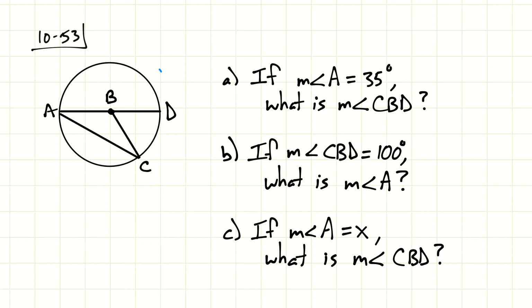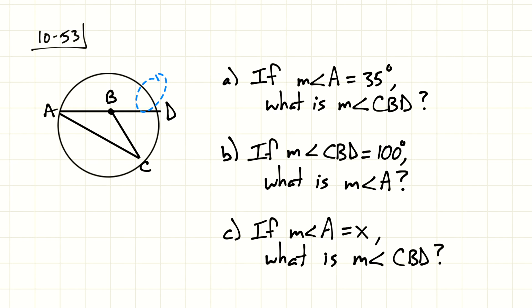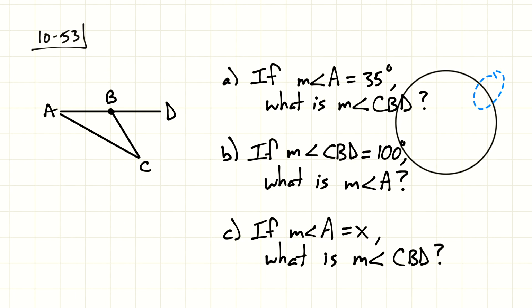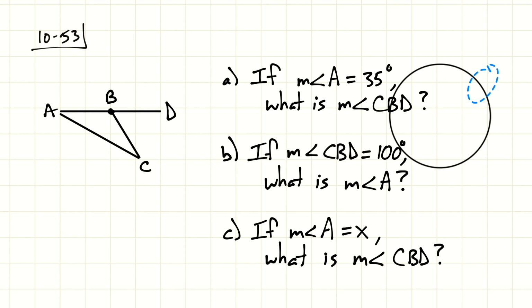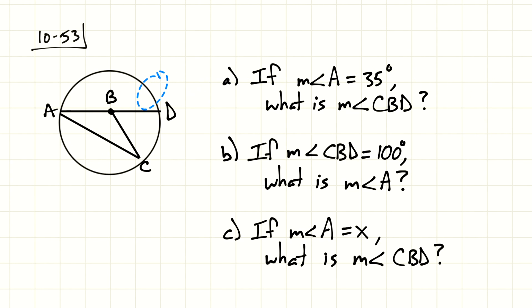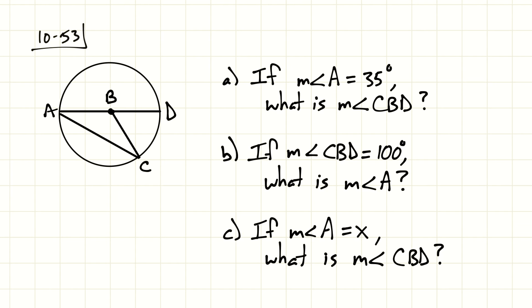Right off the bat, I'm going to throw out this idea that circle problems are really just triangle problems. If I get rid of the circle, you'll notice there's just a triangle with an exterior angle on it. So if I put this back, let's look at the information we have. If the measurement of angle A is 35 degrees, so this angle is 35 degrees, what is the measurement of CBD? So we're looking for this angle.